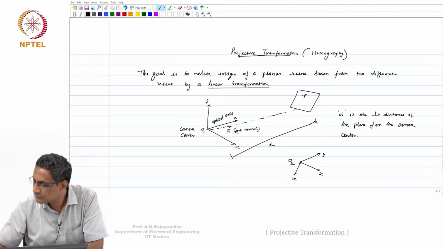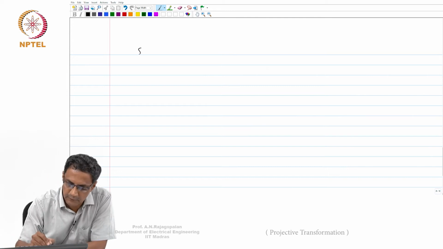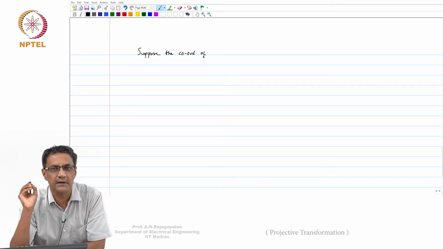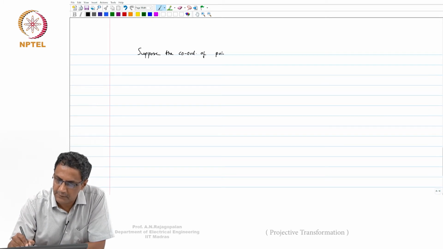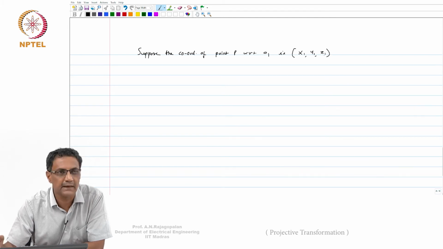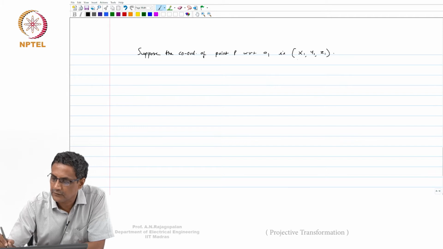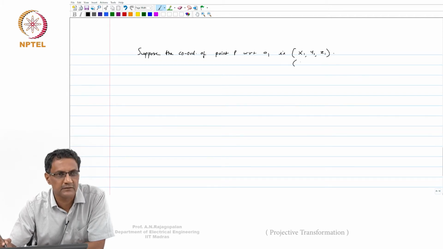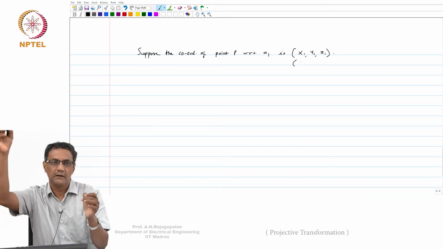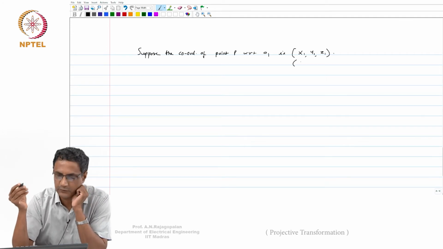Now let us suppose the coordinate of point P, an arbitrary point in the scene. Suppose the point P with respect to O1 is X1, Y1, Z1, all in caps. Which means that this is your scene coordinate. This is a 3D coordinate, not the image coordinate. It is with respect to O1. That means in that world coordinate, P's coordinate is X1, Y1, Z1.